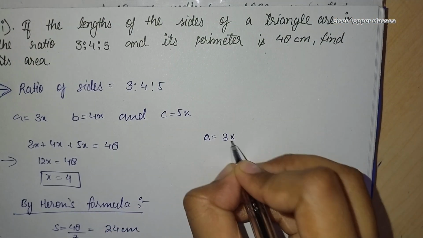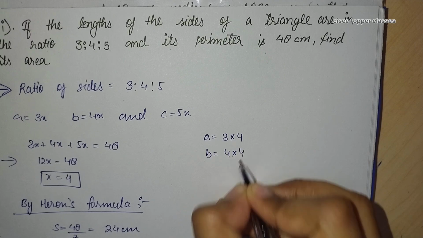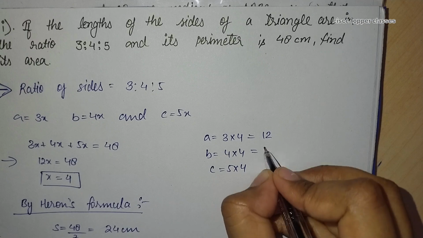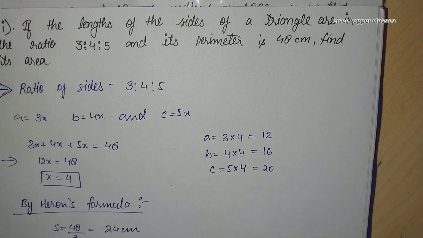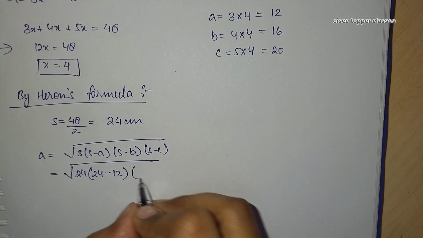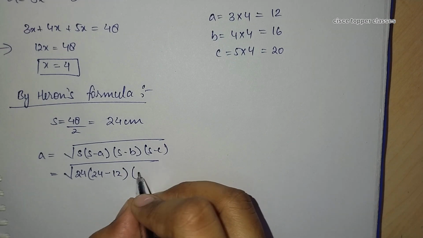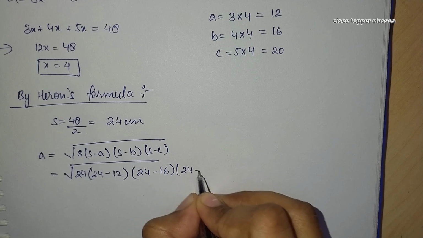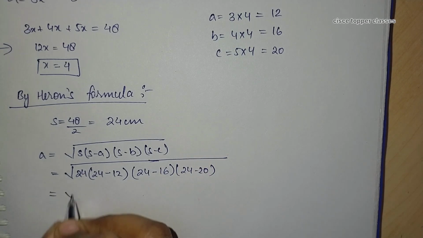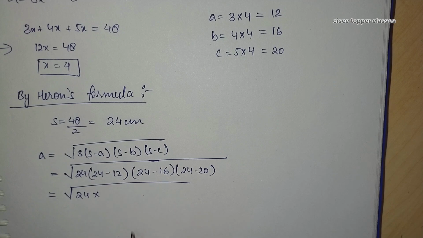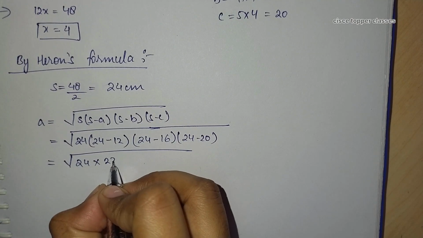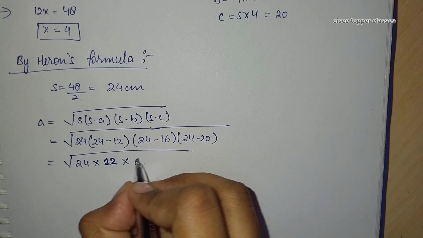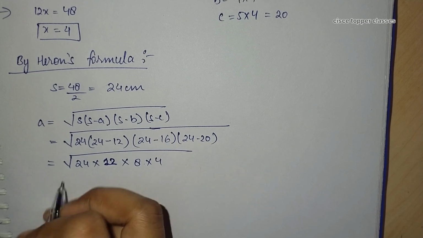So A is equal to 3 into 4, B is equal to 4 into 4, and C is equal to 5 into 4. So 4 into 3 is 12, 4 into 4 is 16, 5 into 4 is 20. This will be 24 minus 12, and here s minus b will be 24 minus 16. This will be 24 minus 20. Here it will be 24 into 12, into 24 minus 16 will be 8, and 24 minus 20 will be 4.